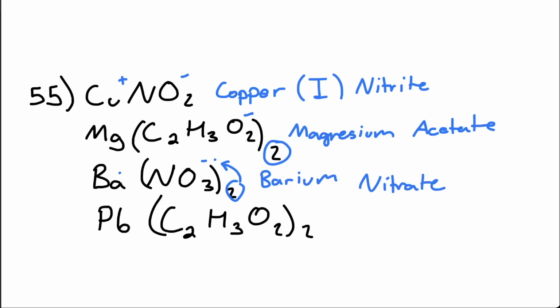And for the last one, it's lead. Lead is one of the ones you have to specify. So remember, acetate is -1, multiplied by this 2. To balance it out, the lead has to be +2, so that when the acetate is -2, it balances out. And that's how you do that one.